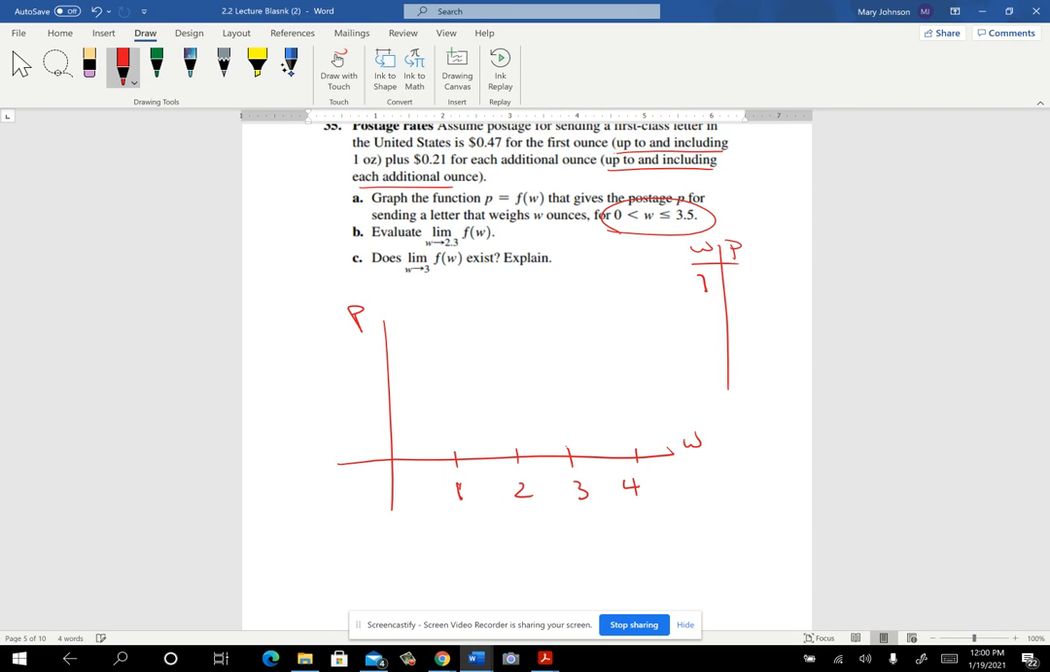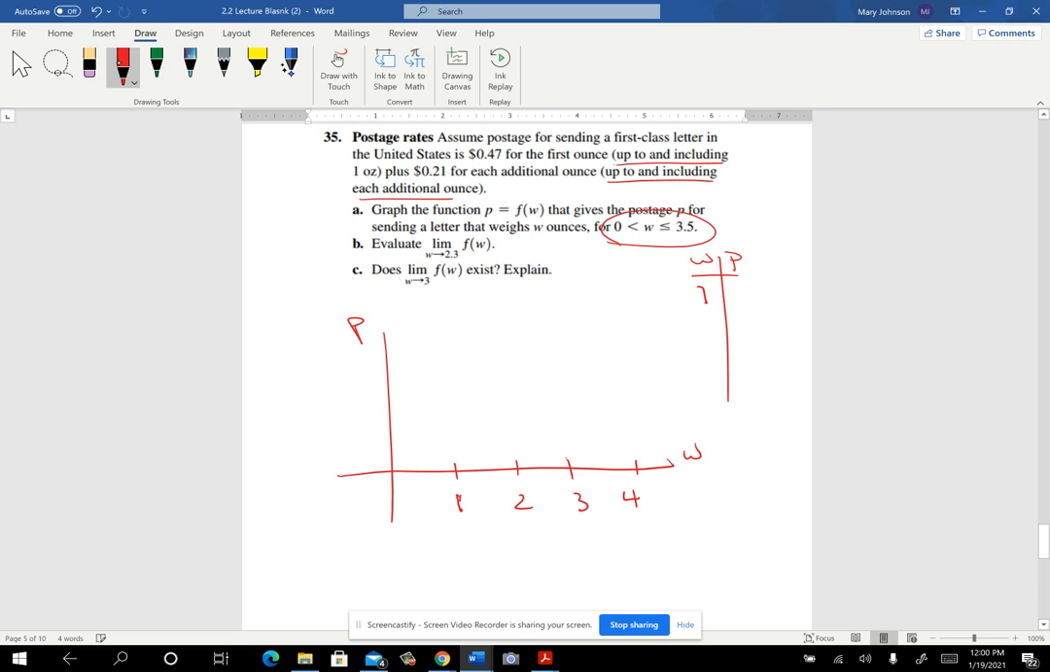So if the letter weighed 1 ounce, then it would cost us 47 cents. Okay. If it weighed 2 ounces, then we'd pay 47 for the first ounce, and then we'd pay only 21 cents for the second one. So that would be 68. And if we went up to 3 ounces, we'd have to pay another 21 cents on top of that, wouldn't we? So that would be 89 cents. Okay, so let me go ahead and make the graph easy for us to do. So let me put 0.47 and then have it go up 21 cents after that.